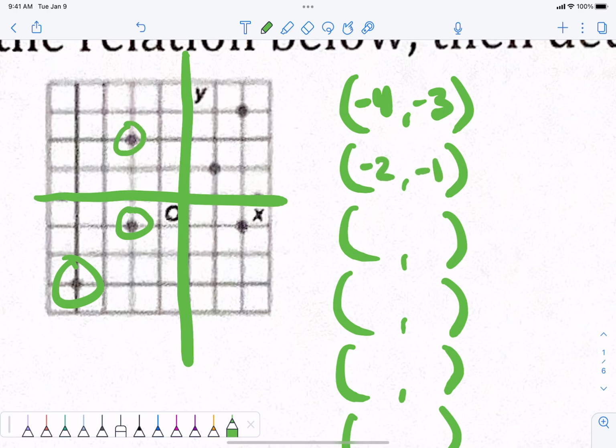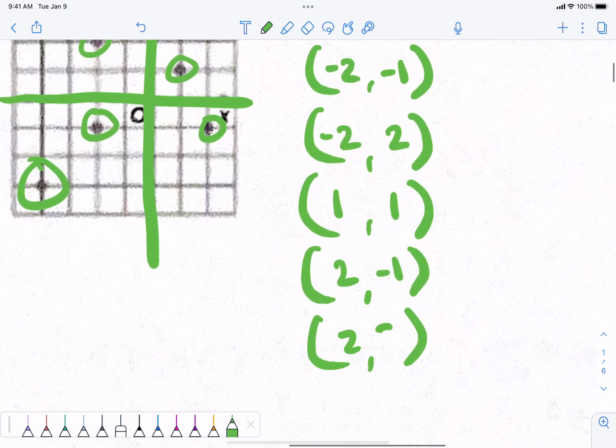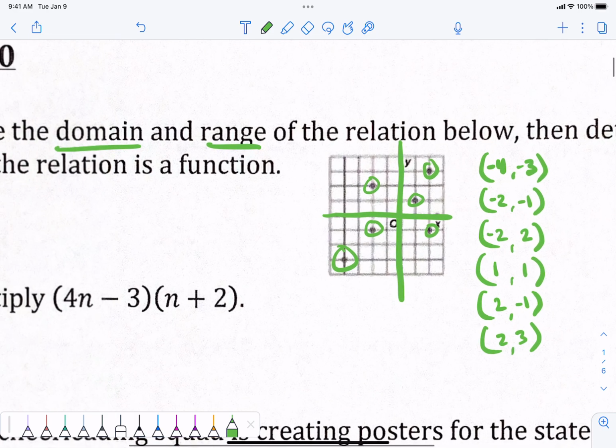This next one right above it is -2, +2. This next one over here is 1, 1. This one over here is 2, -1. And this top one here is like at 2, 3 or something like that. Okay. Now we need to label domain and range.